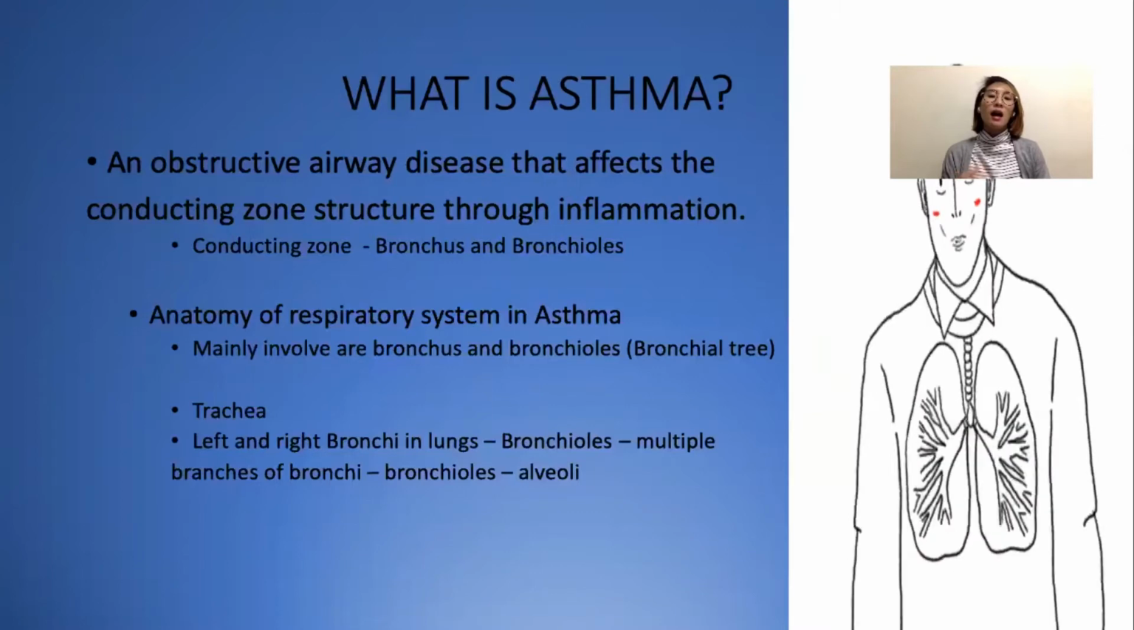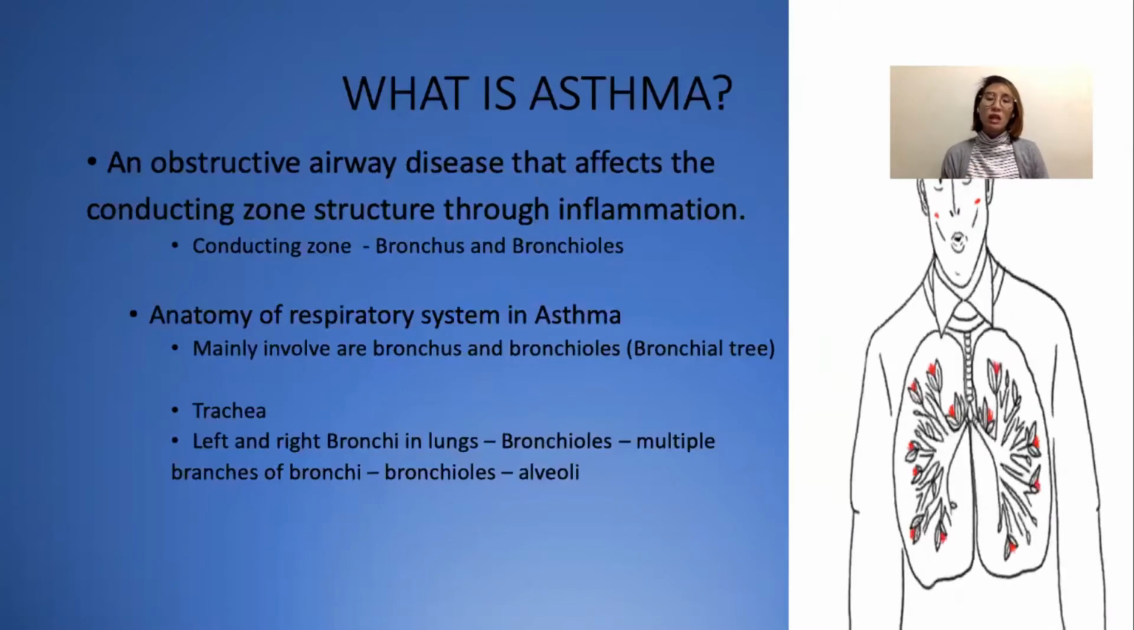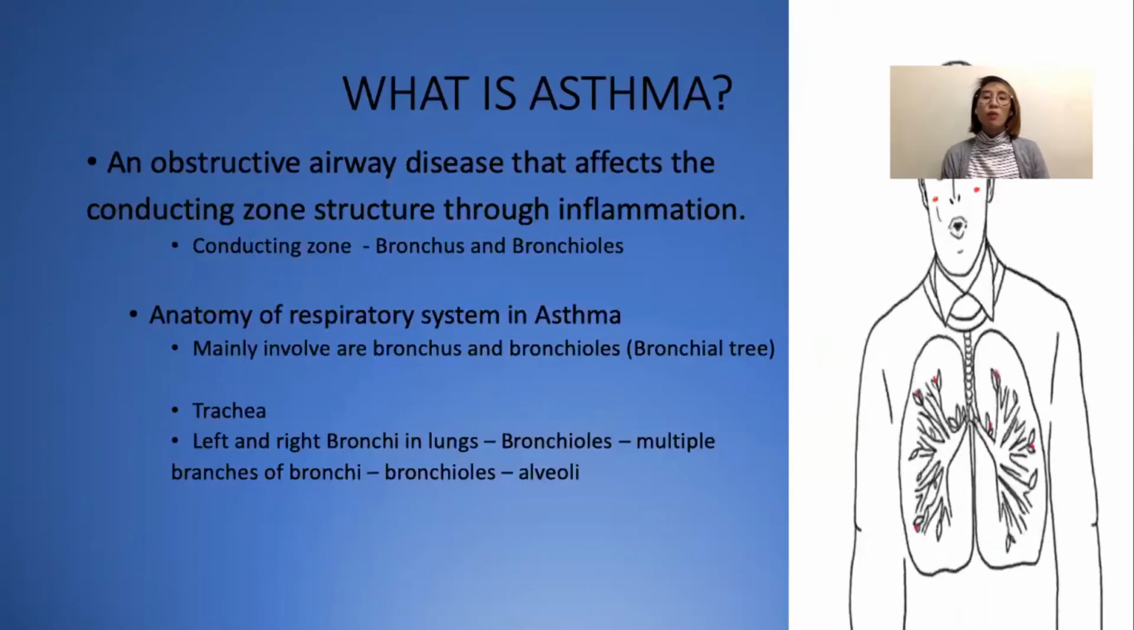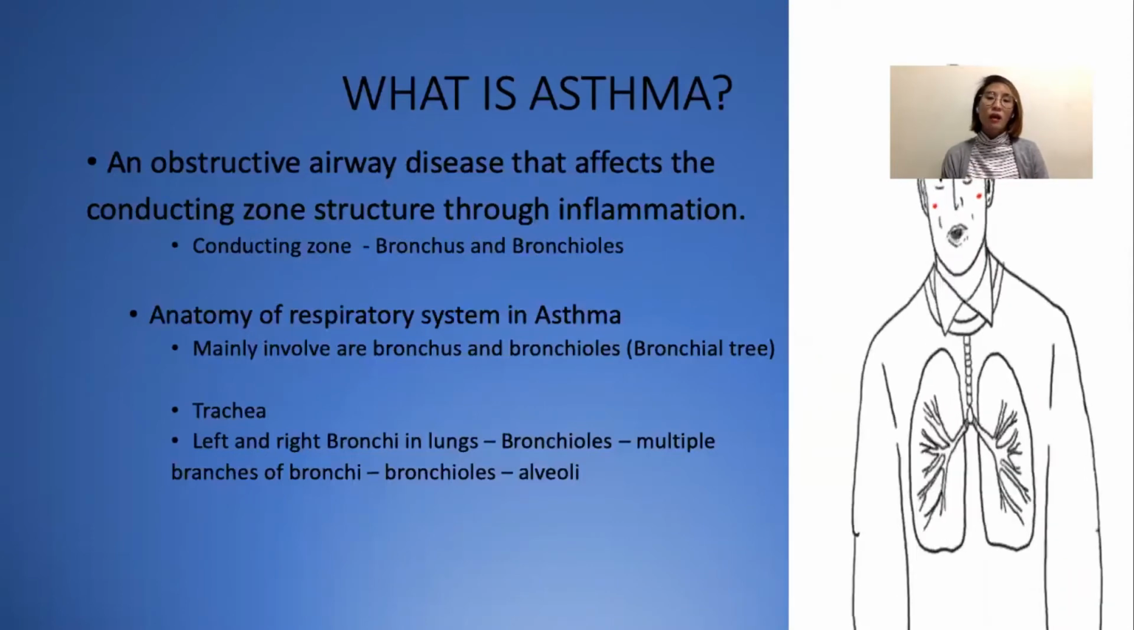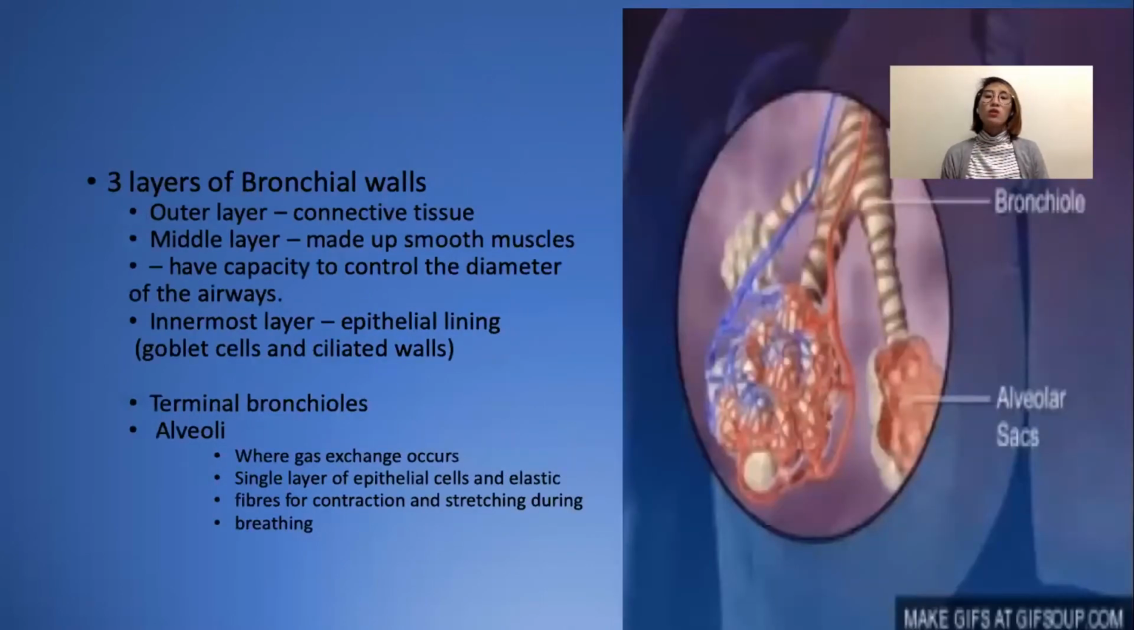So to begin with, let me discuss briefly the anatomy involved when a person has an asthma attack. Asthma mainly involves the bronchial tree. It is the multiple branches of bronchi that provide air within the lungs. Bronchial walls consist of 3 layers: the outer layer, made up of connective tissue; the middle layer, made up of smooth muscles that control the diameter of airways; and the innermost layer, an epithelial lining which contains the goblet cells and the ciliated cells.